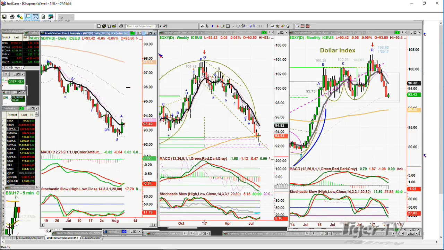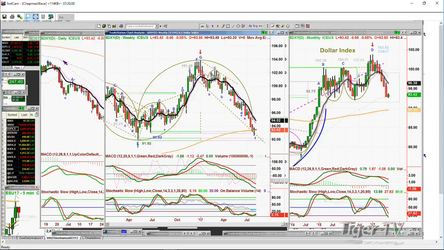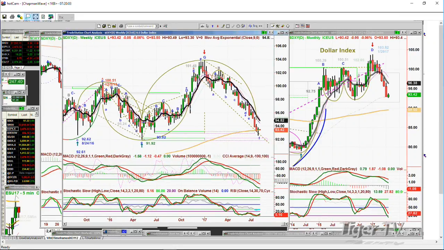The monthly chart made left side, right side price, missed the time and price match.